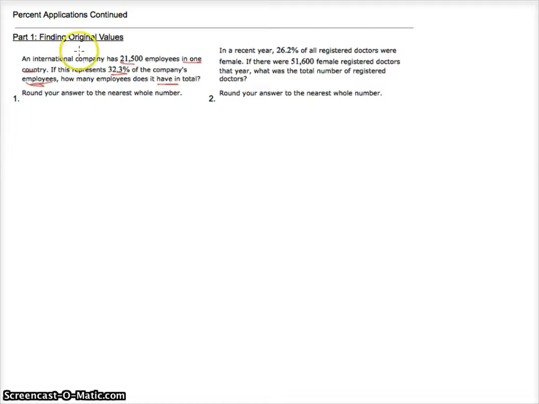So we have to remember that we're going to probably use a proportion since we have three pieces of information and they're easily related: part, whole, percent. So remember that we have to set our percent over 100 every time, and that we still have the part-whole relationship. Because at the end of the problem it says in total, that means that this value is the whole value. And due to the fact that it says 21,500 employees in one country, this is the part, because it's only a partial amount of the total employees.